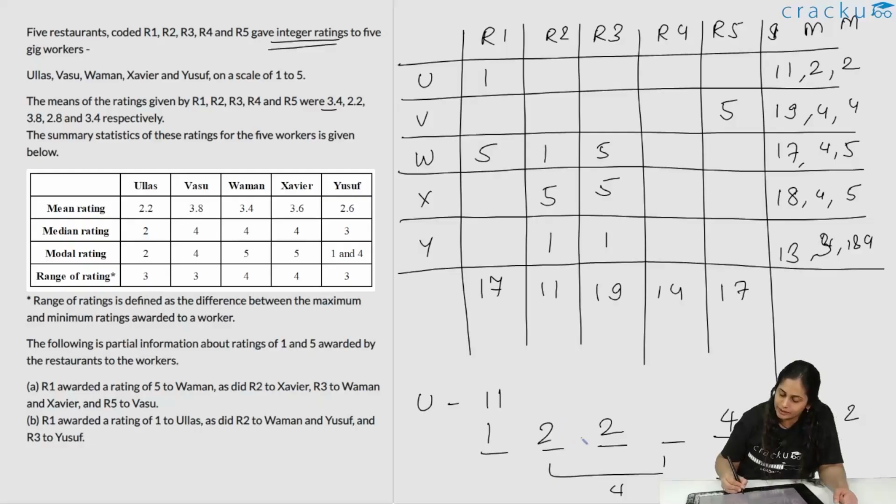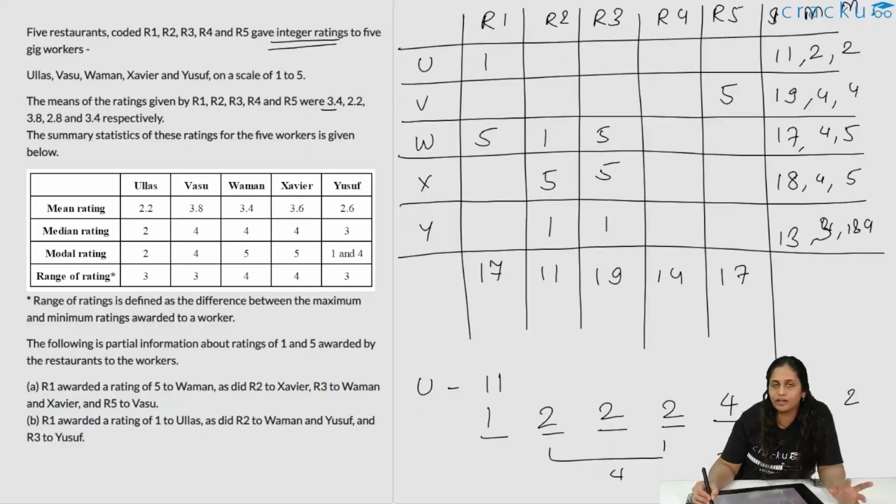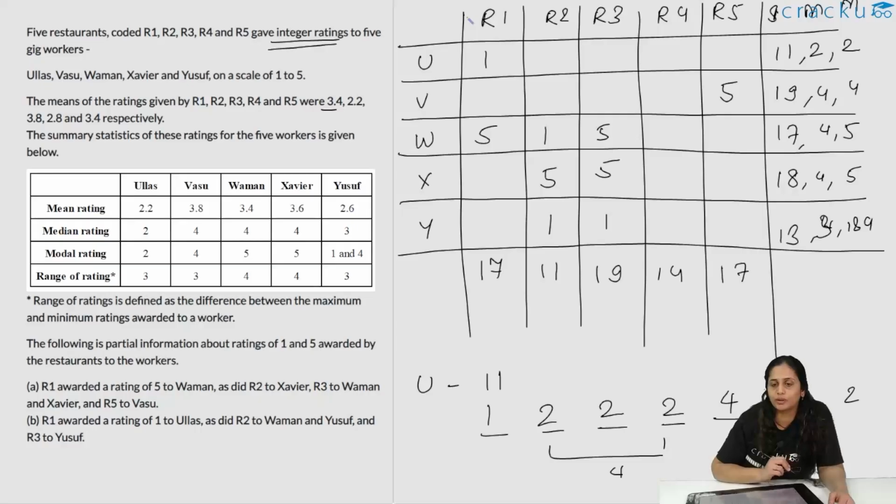So that basically means that the values for Ullas are 1, 2, 2, 2, 4. They will be in some order, not necessarily this order, because in some order it should be 1, 2, 2, 2, 4. Only this 1 is put over here, but 2, 2, 2 and 4 should be in some particular order. We'll take a look at that later.